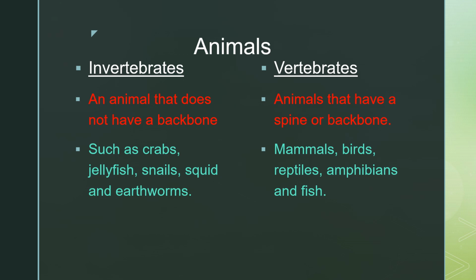The other group are called vertebrates, and these are animals that have a spine or a backbone, like we do, running down their backs. These are split into 5 groups, and they are called mammals, birds, reptiles, amphibians, and fish. We are going to look at each group carefully now to see what they look like.